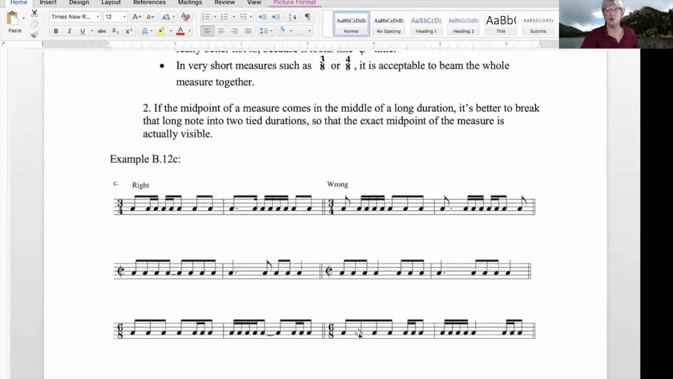This is an incorrect way to beam the notes. It confuses our perception of the meter. And this is also an incorrect way of beaming the notes. This would be correct if we were in 3/4, but we're not in 3/4.